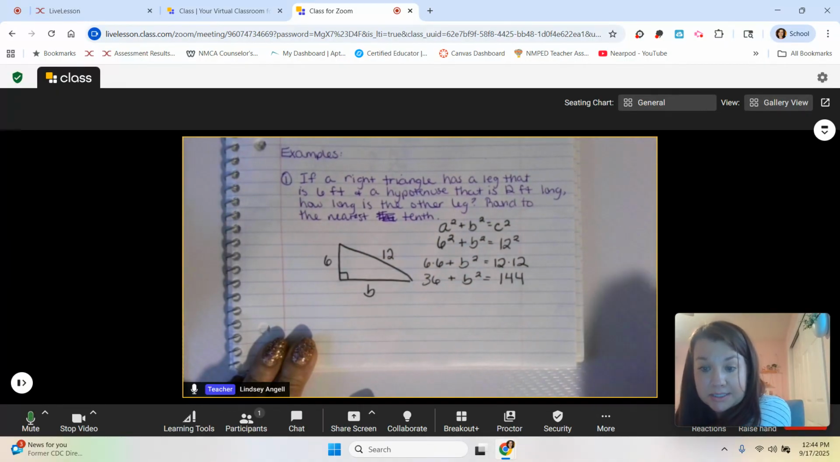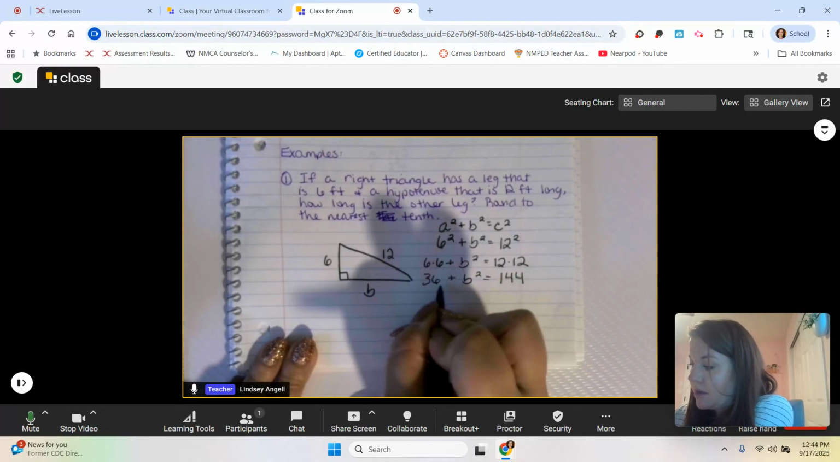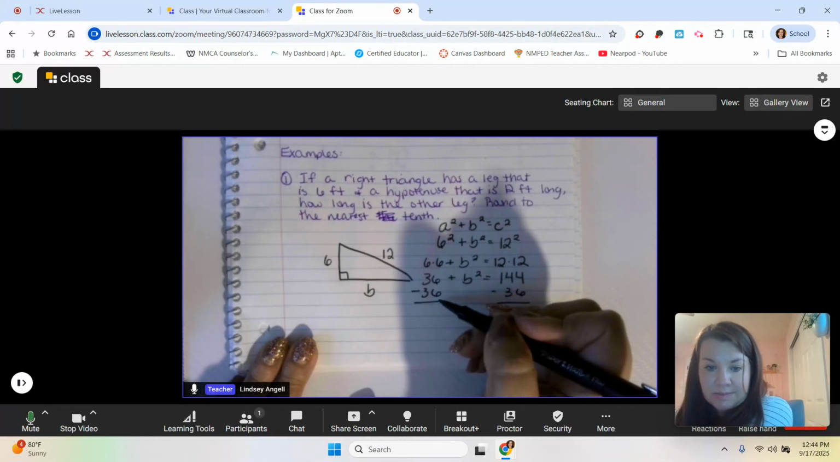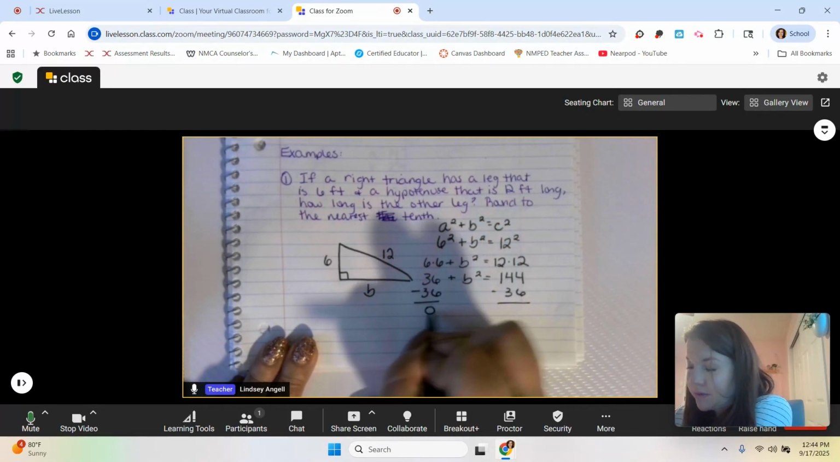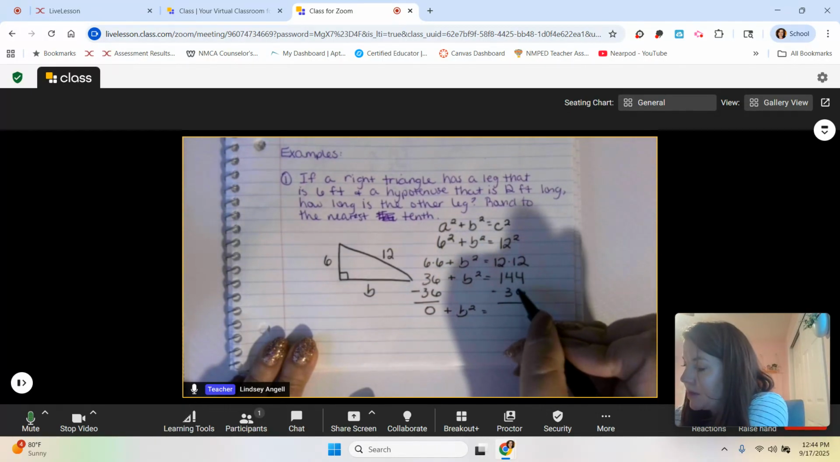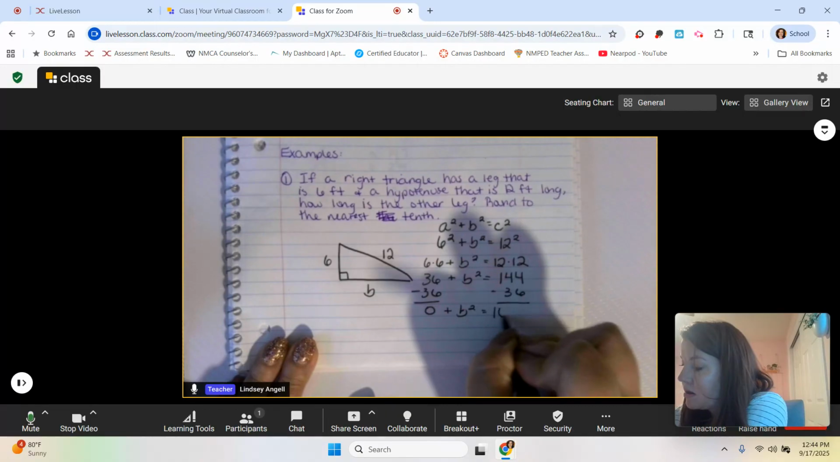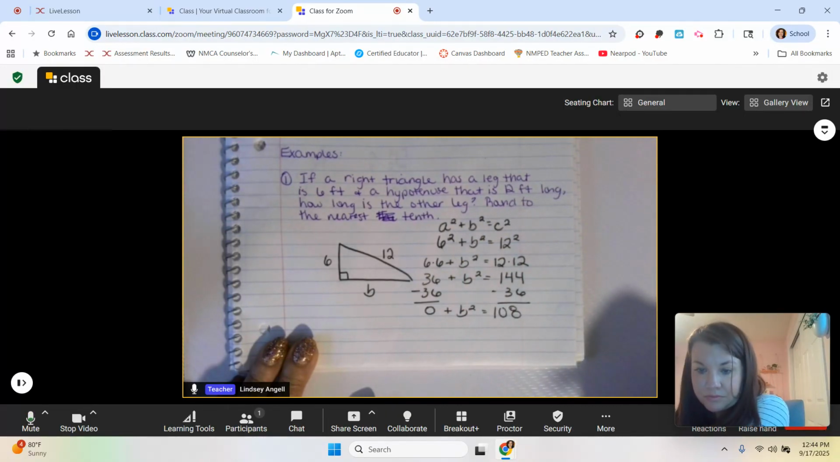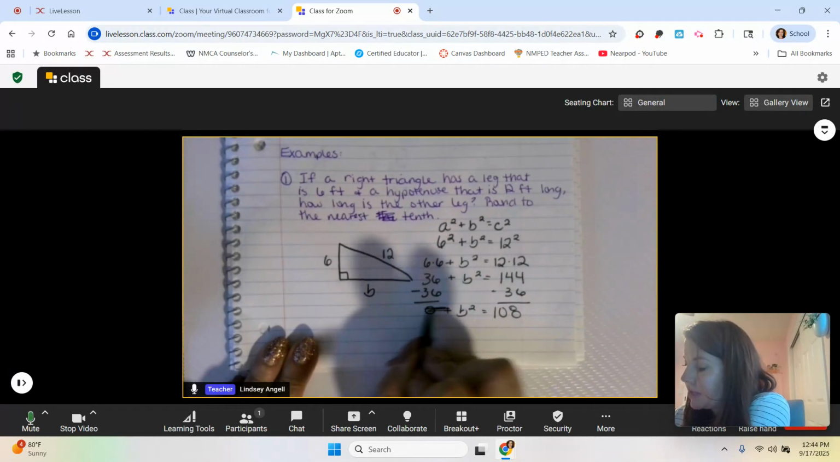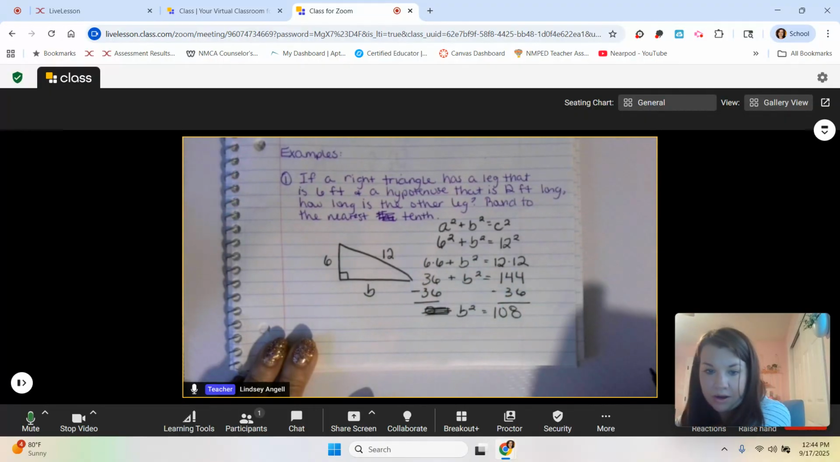My goal is to get b by itself so that I know what it's equal to. Right now I have a positive 36, so to get rid of it, I need to subtract 36 from both sides. 36 minus 36 is 0, so I don't really need to write that, but just so you understand the process, we'll write it like this. Then we take away 36 from 144, which gives me 108. I can scribble those out, and I'm left with b squared equals 108.